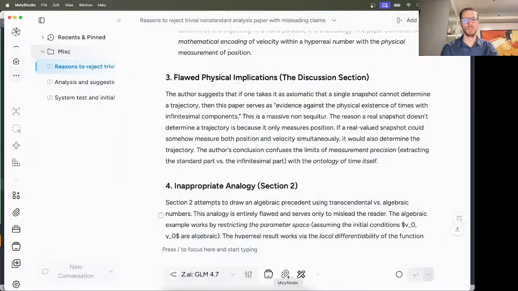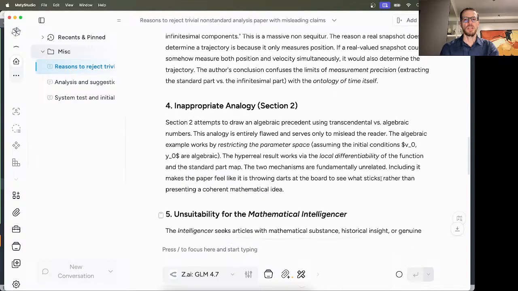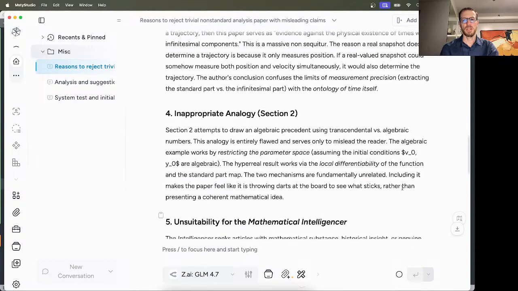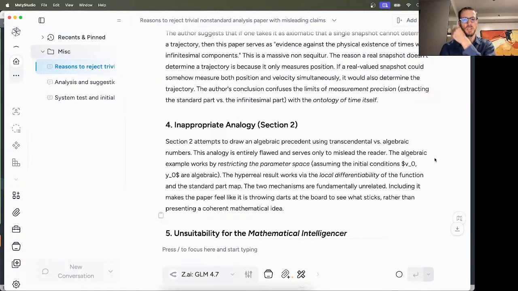Yeah, what else does the AI say? Inappropriate analogy. Section 2 attempts to draw an algebraic precedent using transcendental versus algebraic numbers. This analogy is entirely flawed and serves only to mislead the reader. The algebraic example works by restricting the parameter space, assuming the initial conditions v0, y0 are algebraic. The hyperreal result works via the local differentiability of the function in the standard part map. The two mechanisms are fundamentally unrelated. Including it makes the paper feel like it is throwing darts at the board to see what sticks rather than presenting a coherent mathematical ideal.